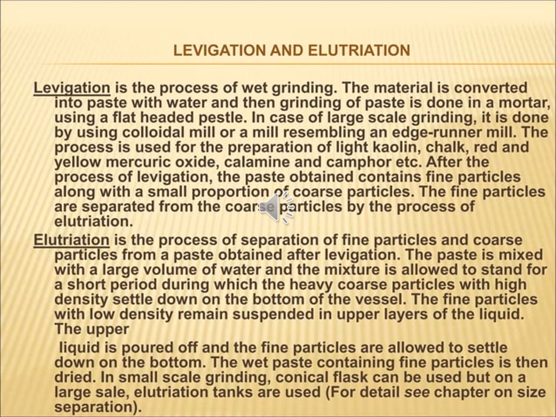After the process of levigation, the paste often contains fine particles along with a small proportion of coarse particles. The fine particles are separated from coarse particles by the process of elutriation. What is elutriation? It is the process of separation of fine particles and coarse particles from the paste obtained after levigation. The paste is mixed with a large volume of water and the mixture is allowed to stand for a short period, during which heavy coarse particles with high density settle down on the bottom of the vessel and the fine particles with low density remain suspended in the upper layer of the liquid. The upper liquid is poured off and fine particles are allowed to settle down on the bottom.